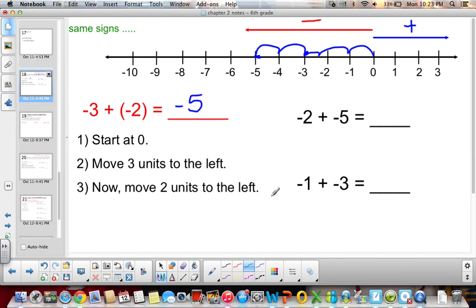Okay? If we have -2 plus -5, we start at 0. We get to -2. And then we add -5. Adding -5 means that we go to the left. So 1, 2, 3, 4, 5. We did 7 jumps total, all negative, so we end up with -7. And then if we have -1 plus -3, start at 0, then get to -1, and then 1, 2, 3, we get to -4.